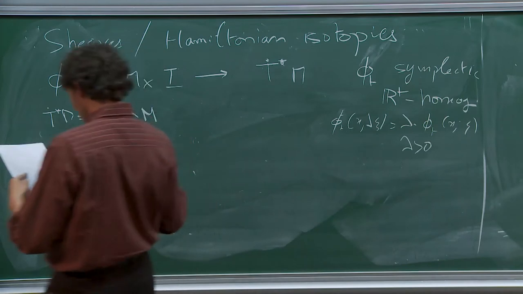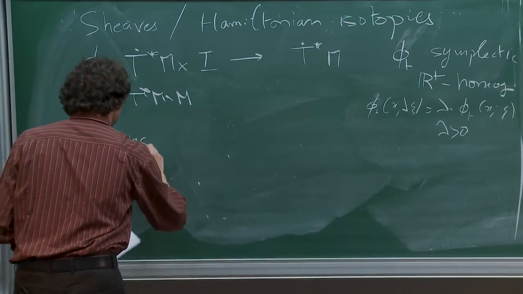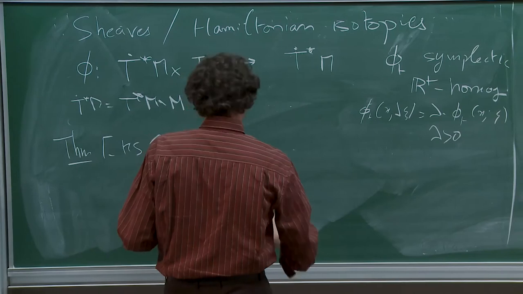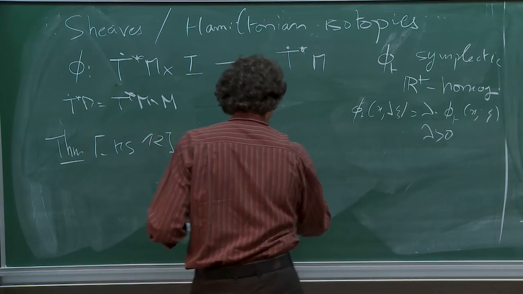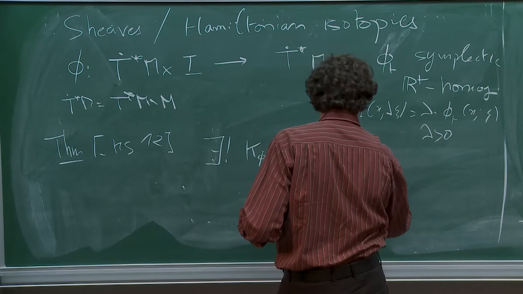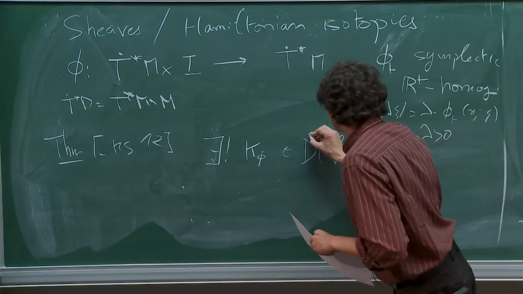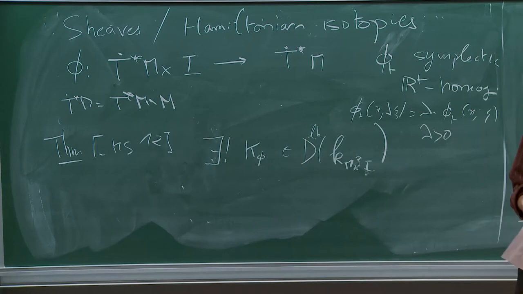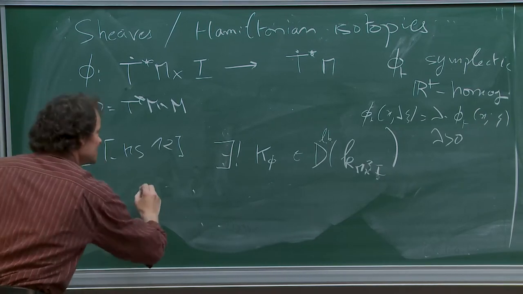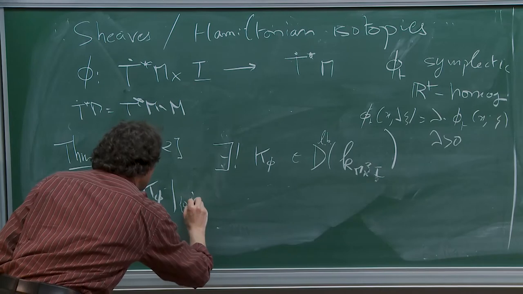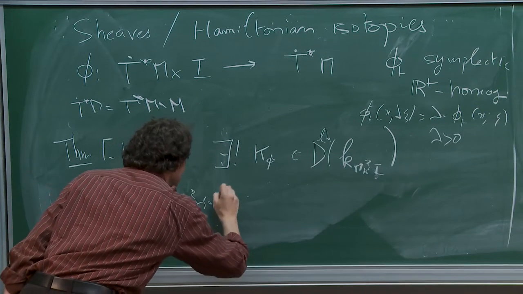Okay, so in this situation, we prove the following theorem some years ago. So there exists a unique sheaf K_phi in the derived category of sheaves on M^2 times I, which is locally bounded. I mean, bounded on each compact set, such that, well, at time zero, so K_phi restricted to M^2 times {0}, is a constant sheaf on the diagonal.